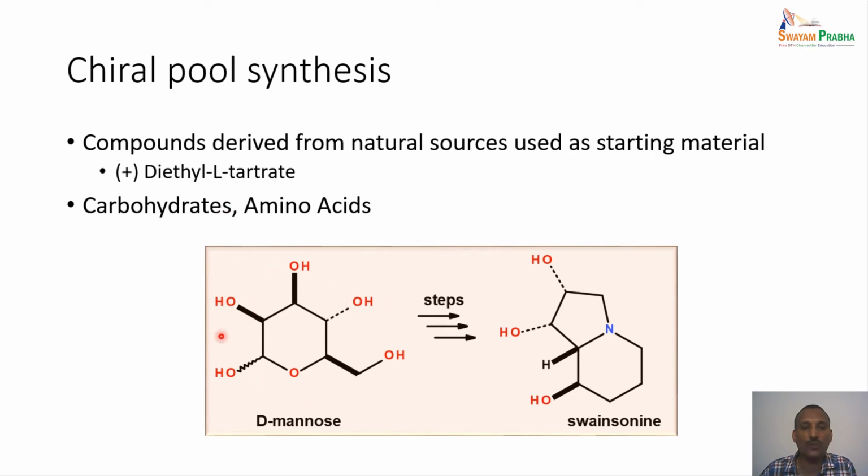So the D-mannose is basically the carbohydrate. Okay, this is the starting material. And this starting material is commercially available in large quantities from plant sources. And this can be converted with multiple steps to the swainsonine. So the bicyclic nitrogen derivative is shown here. This compound can be synthesized starting from D-mannose. So this is one example of chiral pool synthesis. In this particular case, a naturally available carbohydrate is used as the starting material.